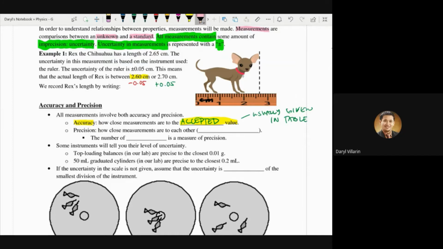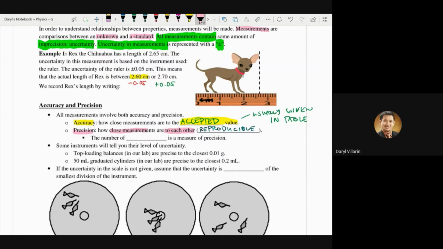Precision, on the other hand, is how close measurements are to each other. When we do a particular measurement, and every time we try to get that value, we get more or less the same value, we say that that particular measurement is precise. It's just talking about how close the measurements are to each other.